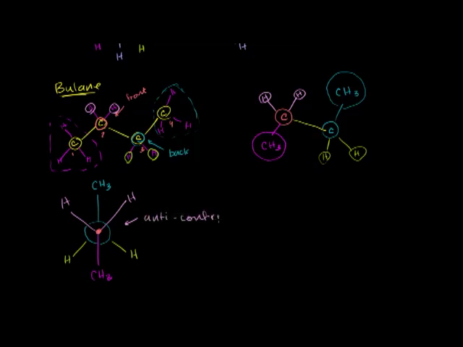Anti-conformation. And if we think about dihedral angles between the two methyl groups, the dihedral angle here is 180 degrees. 180 degrees dihedral angle. And this is the lowest potential energy, or the most stable. And that confuses you when I talk about lowest potential energy.